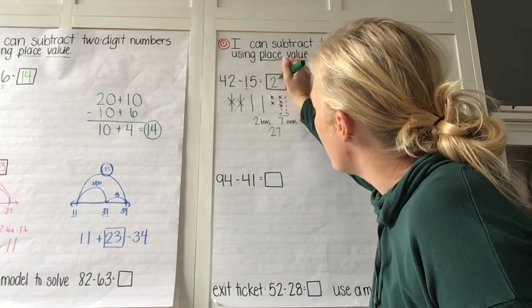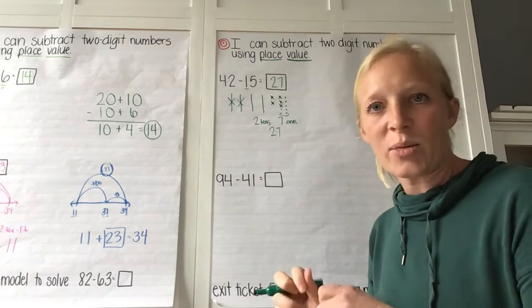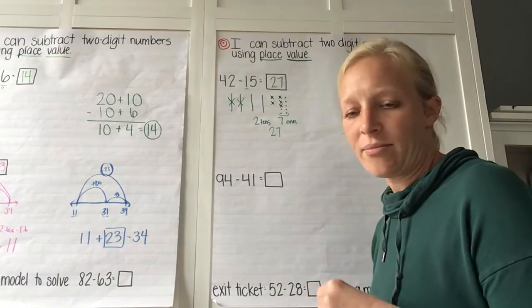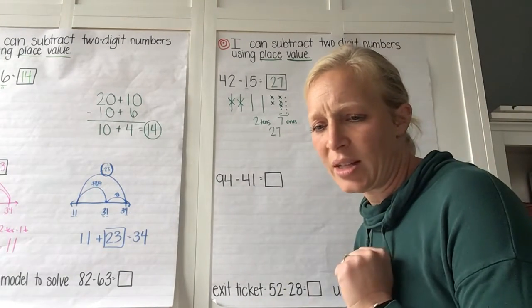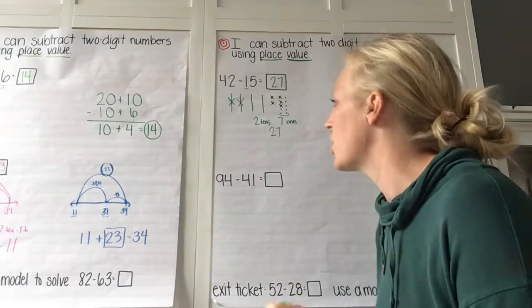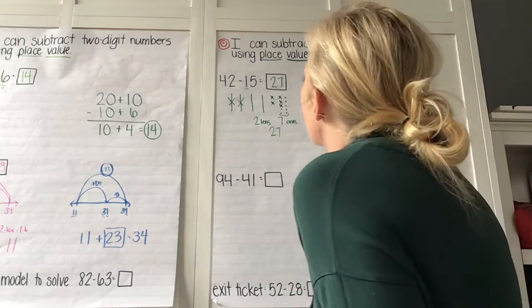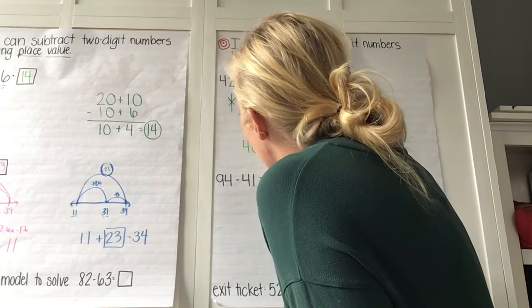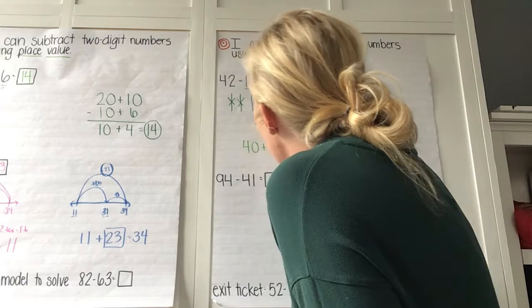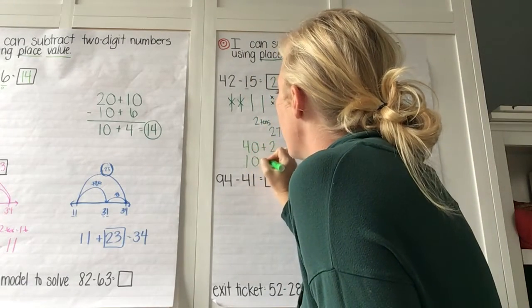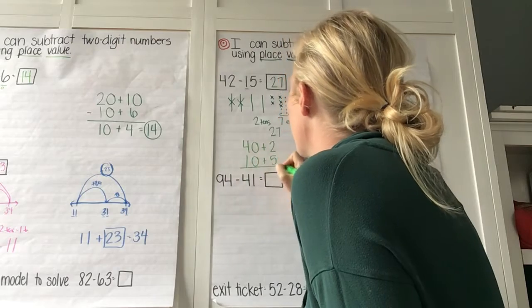Okay? Agree? Seeing some wiggle waggles? What about you guys at home? You get 27? Okay. You did something very similar, but you didn't draw out your 10s and your 1s. What did yours look like? Okay, so you wrote out your equation. 40 and 2. Okay, and then what did you do? 10 and 5. Okay.